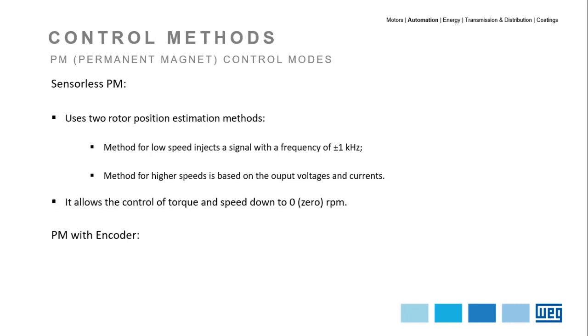It also has a fast dynamic response. In this case, vector control with encoder for permanent magnet motors also has the same advantage as sensorless vector control, but has even more precise speed control.